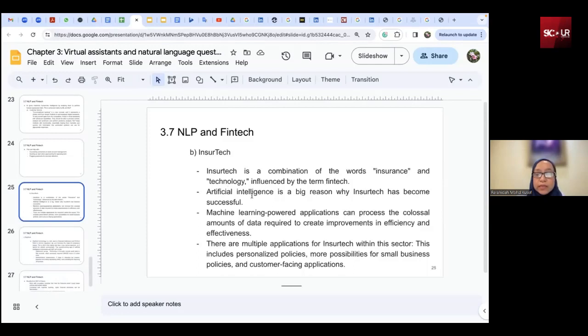Insurtech in the insurance, dia kata insurtech is a combination of insurance and technology, influenced by the term fintech. So kalau kita ada fintech kat sini pun ada insurtech lah. So AI is a big reason why insurtech has become successful. Machine learning powered applications can process the colossal amounts of data required to create improvement in efficiency and effectiveness. So there are multiple applications of insurtech within this sector. This includes personalized policies, more possibilities for business policies, and customer-facing applications.